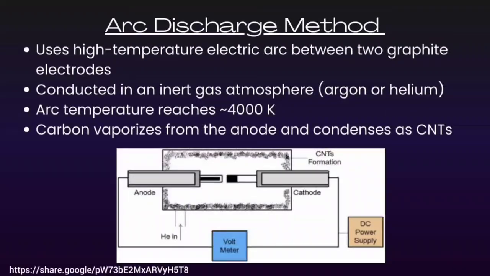So coming to the next method, which is arc discharge method. The arc discharge method is one of the earlier techniques used to synthesize carbon nanotubes. In this method, two graphite electrodes are placed close to each other in an inert gas atmosphere such as argon or helium. When a high electric current is passed, an intense arc is produced, generating extremely high temperatures. Due to this heat, carbon from the anode vaporizes and then condenses on the cathode in the form of carbon nanotubes. When metal catalysts like iron, cobalt, or nickel are added, single walled carbon nanotubes can also be produced.